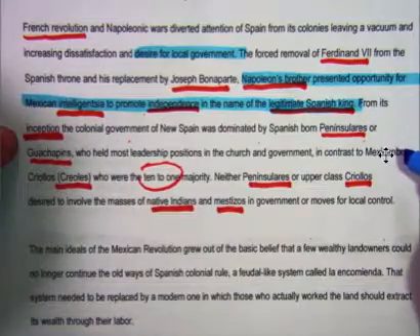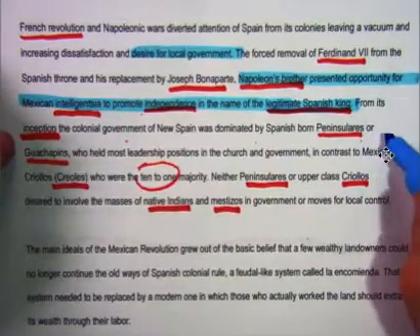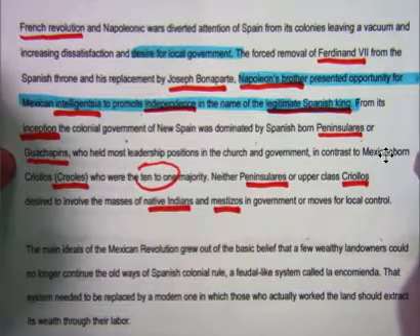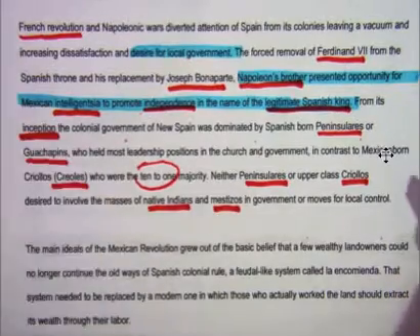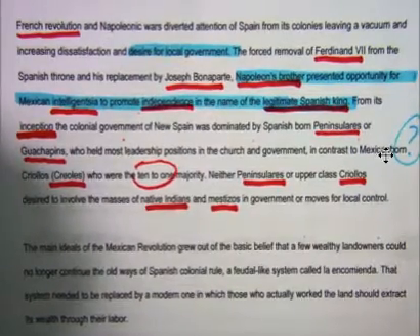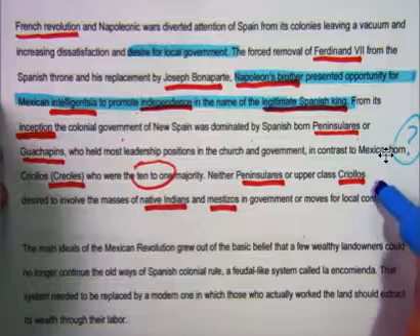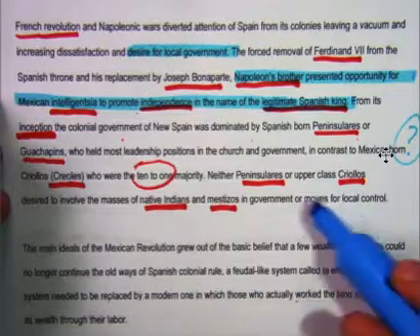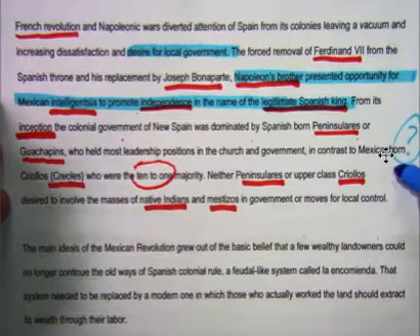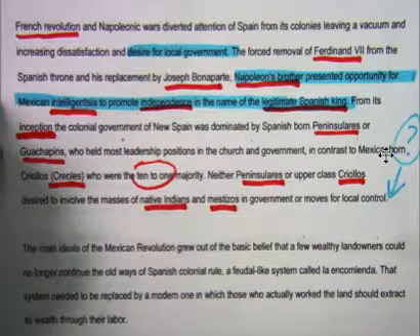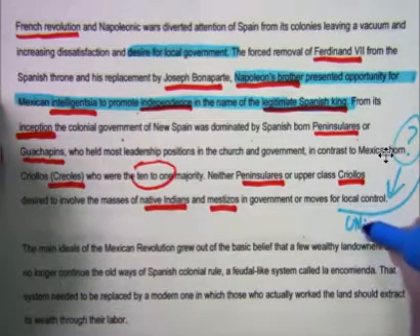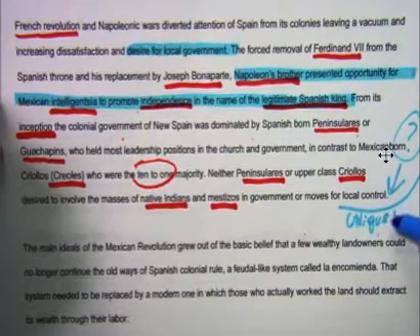From its inception, the colonial government of New Spain was dominated by Spanish peninsulars, who held most leadership positions in the church and government, in contrast to the Mexican-born Creoles, who were a 10-to-1 majority. I have to think about that. That might be important, but I'm not sure. Neither peninsulars nor upper-class Creoles desired to involve the masses of native Indians and mestizos in government or moves for local control. That might also be important, but I'm not sure. All of this stuff sounds like it might be unique to Mexico.